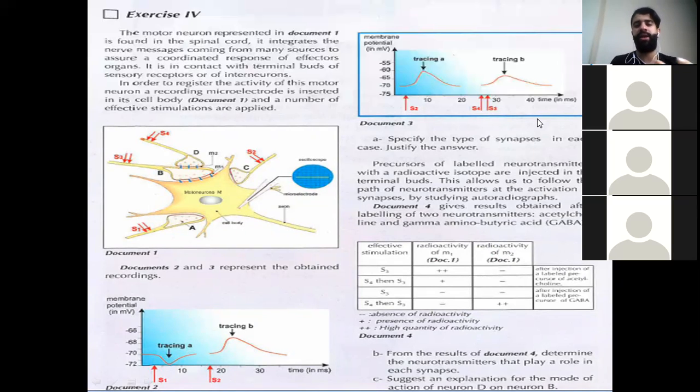It covers action potential, the phases of the action potential, neurons, and neurotransmitters. If I don't know what a motor neuron is, or an associative neuron, or an anterior neuron, how will I solve this question? If I don't know whether acetylcholine has an excitatory role or GABA has an inhibitory role, and I already know them, this will help me a lot in the exercise. All of these help me, and also action potentials with documents 2 and 3 will help you.